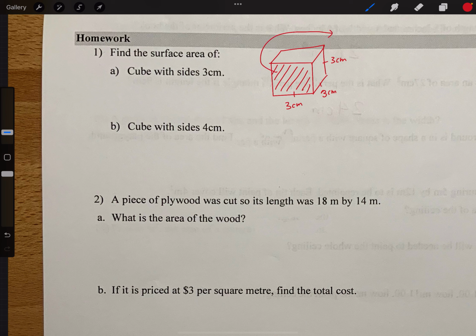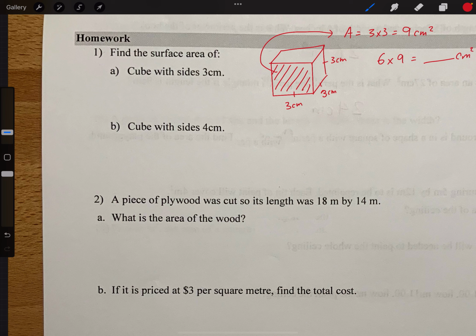So one of the faces' area is going to equal 3 times 3, which equals 9 centimeters squared. And the cube has how many faces? It has 6 faces. So to find the total surface area, we're going to say 6 times 9, and that's going to equal something centimeters squared. And that's your answer for the first one.